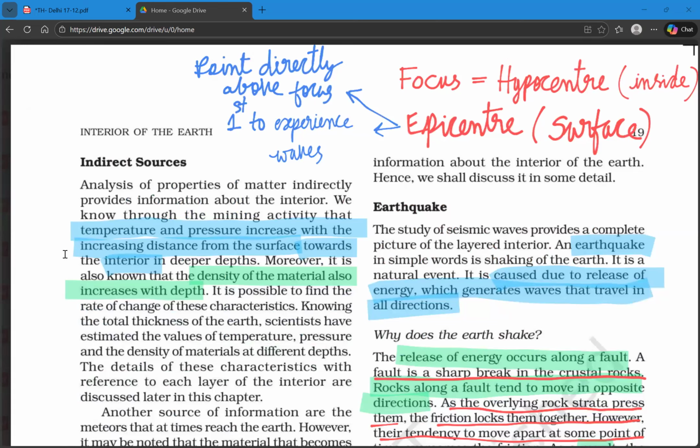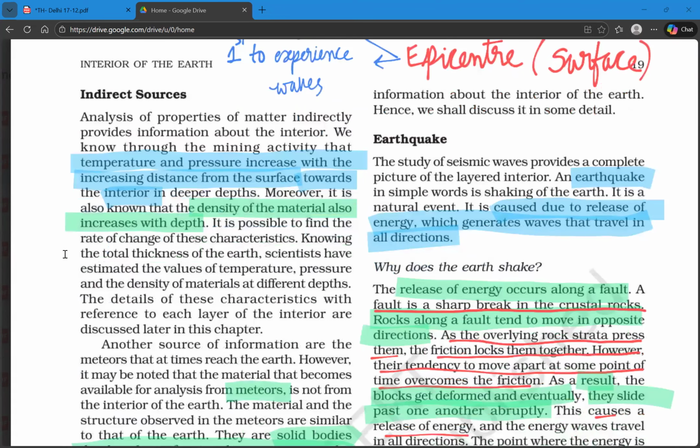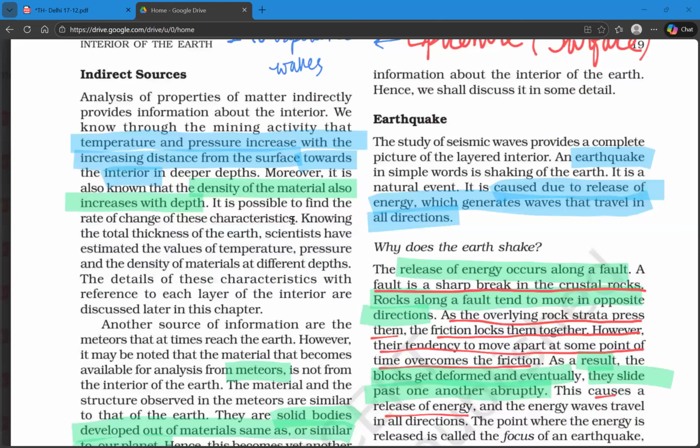What does it mean? So, if the density of the material that is at 1 kilometer from the surface is lesser than the density of material that is located more than 1 kilometer, that is either 5 kilometers or 10 kilometers. So from this, we can conclude that as we move from the surface to the center of the earth, the density of the material increases along with the increase in temperature and pressure. It is possible to find the rate of change of these characteristics.